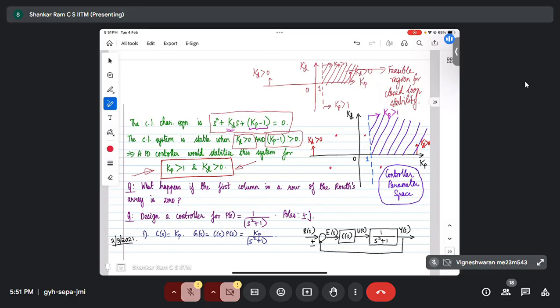And you and I will learn tools, what are called root locators and so on, later on, which will help us come up with the best possible sub ranges in this larger range for KP and KL, as we go along. So that is this example.